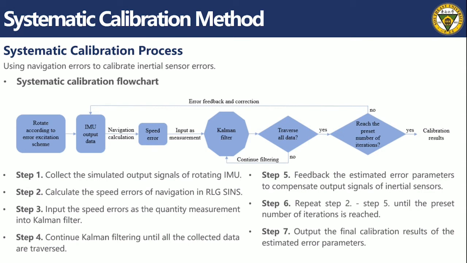Step 5 feeds back the estimated error parameters to compensate the output signals of inertial sensors. Repeat the process from step 2 to step 5 until the preset number of iterations is reached. Finally, output the final calibration results of the estimated error parameters, which are used to compensate the original IMU output data.